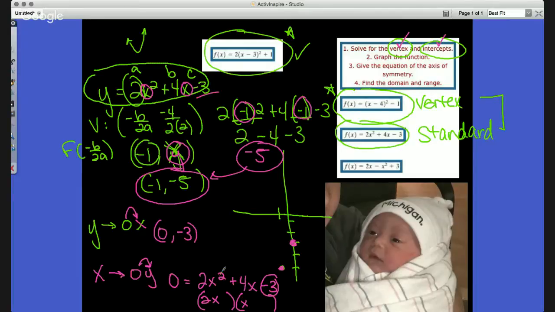Negative 3, positive 1. I don't know. I'm trying to see. It might end up being one of those quadratic ones, okay? Because I can't think of any of these. What I can do, though, is go straight to the quadratic formula, okay?